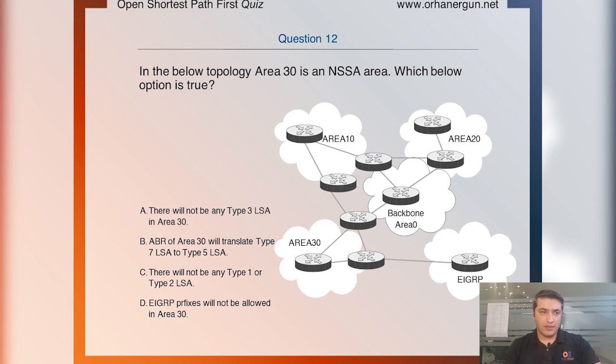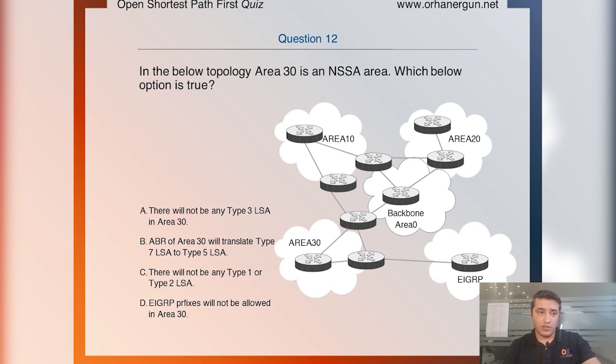So let's have a look at this question. In the below topology, area 30 is an NSSA area, which below option is true? So area 30, if it's NSSA, which below option is true? A is saying there will not be any type 3 LSA in area 30. No, there can be. Why? Because it is an NSSA area. In NSSA, from the other areas, we can have type 3 LSA. If it's totally NSSA, no type 3, but it's just saying NSSA. So this option is wrong.